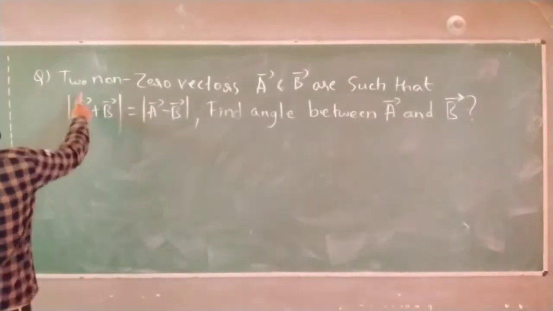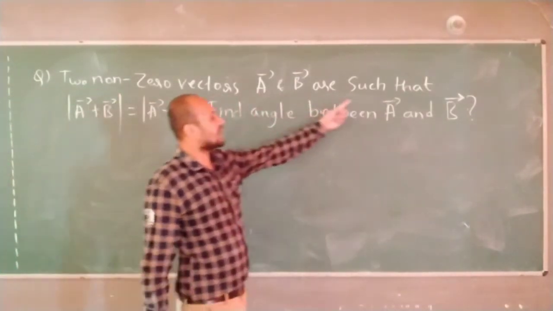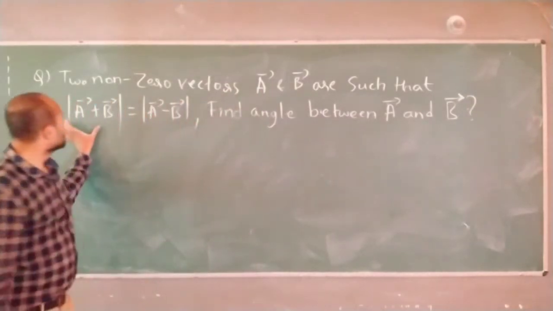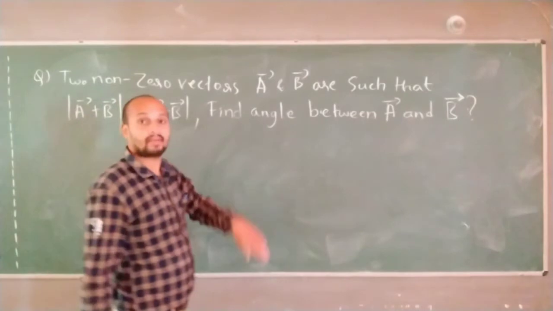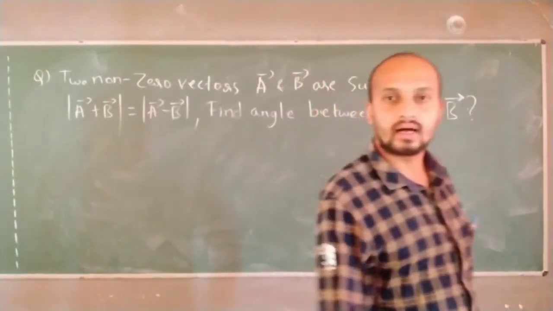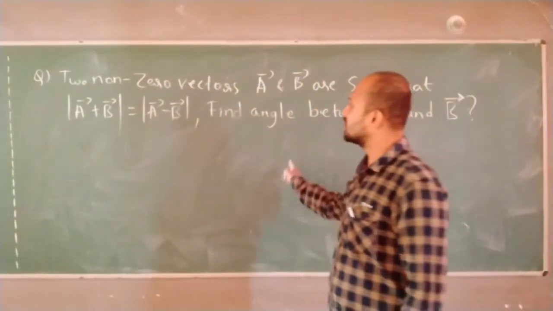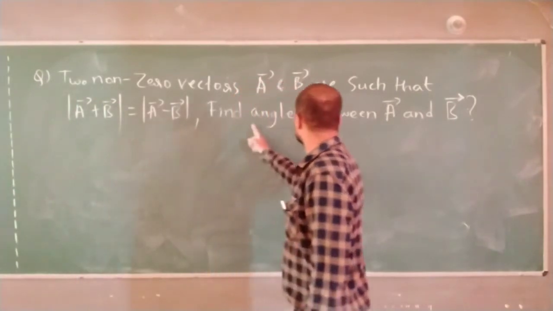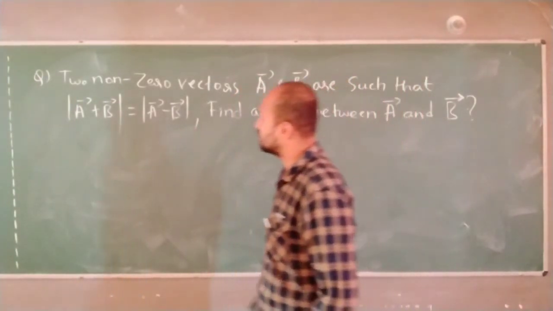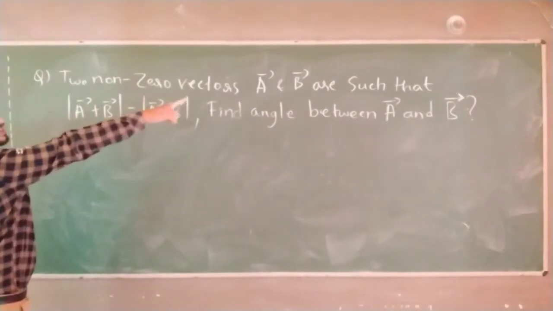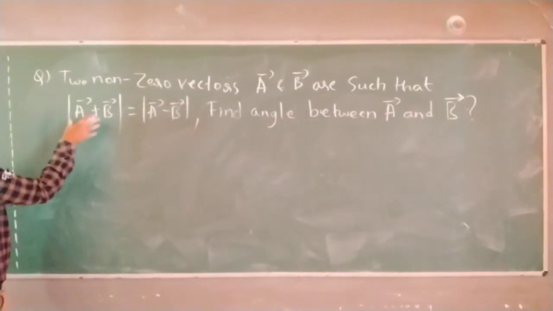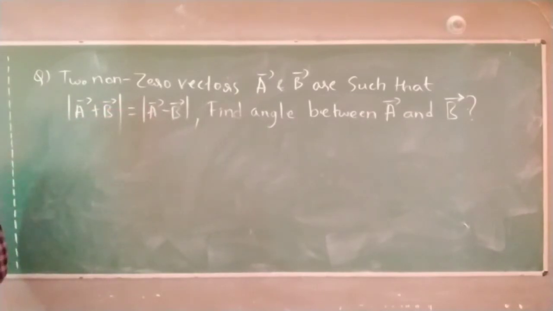Here on question, two non-zero vectors A and B are such that magnitude of A plus B is equal to magnitude of A minus B. Find the angle between vector A and B. If two non-zero vectors A and B are such that |A + B| is equal to |A - B|.